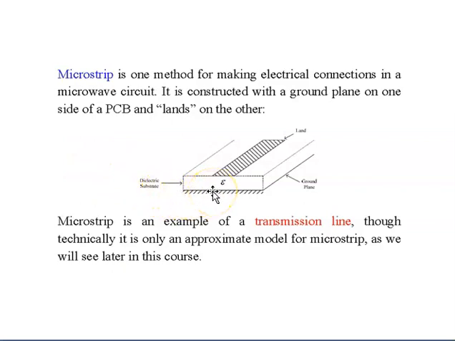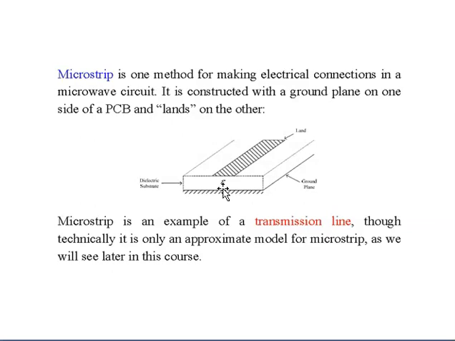So this is a microstrip. Microstrip is one method for making electrical connections in a microwave circuit. It is constructed with a ground plane on one side of the PCB. So you see here underneath, this will be the ground plane, and then you have the dielectric substrate. The dielectric substrate can be of any permittivity, denoted by this symbol here, epsilon. Epsilon would be the permittivity, and it also has the loss tangent.